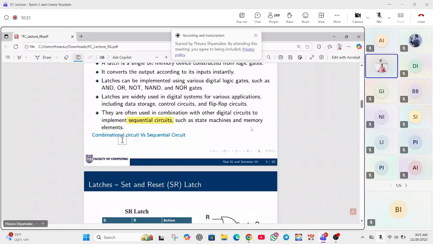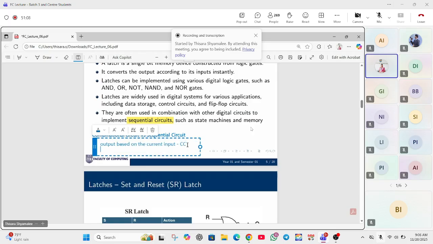When we talk about combinational circuits, if you want, you can note this down. I will write here as well. When talking about combinational circuits, the output is based on the current input only, the current input. This is combinational circuits, so I use CC for combinational circuits.